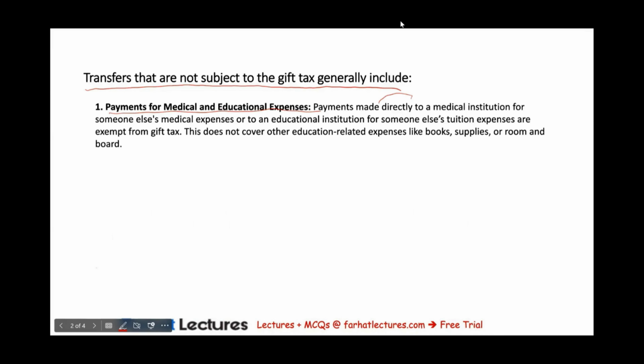They should be paid directly to the medical institution for medical expenses and to the educational institution for someone else's tuition expenses regarding educational expenses. And this does not cover other education-related expenses like books, supplies, or room and board.